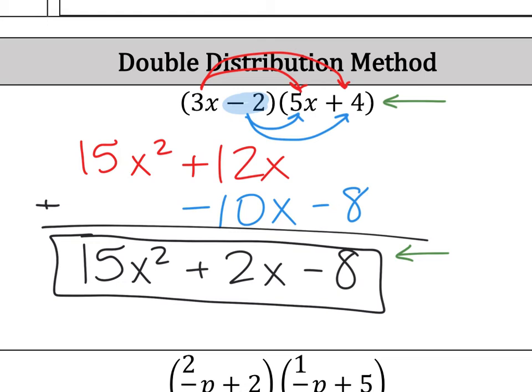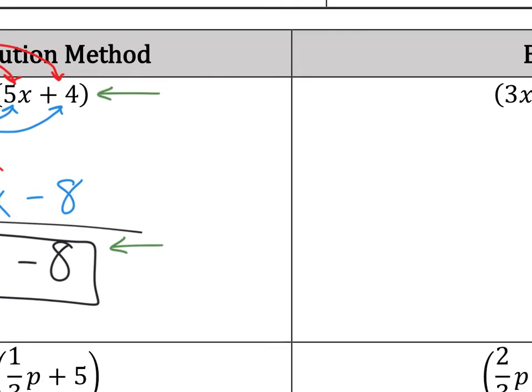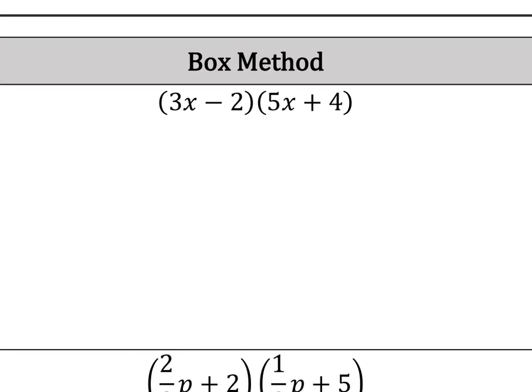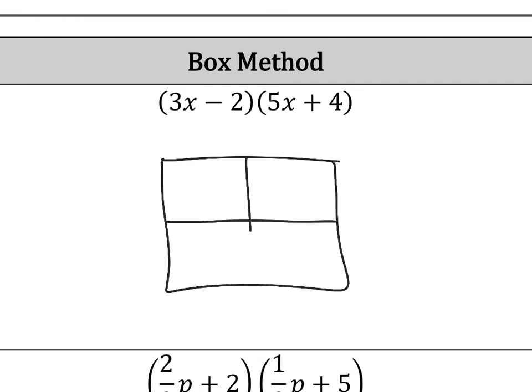I'm going to show you this same question using a different method that you may prefer. I prefer this method, and I would love for us all to get here, but I understand that sometimes people need more structure than that. So we're going to use what's called the box method. This is the same problem, so we should end up with the same answer. How many terms are in the first parenthesis? 2. How many terms are in the second parenthesis? 2. So I'm going to set up a box that is 2 by 2.